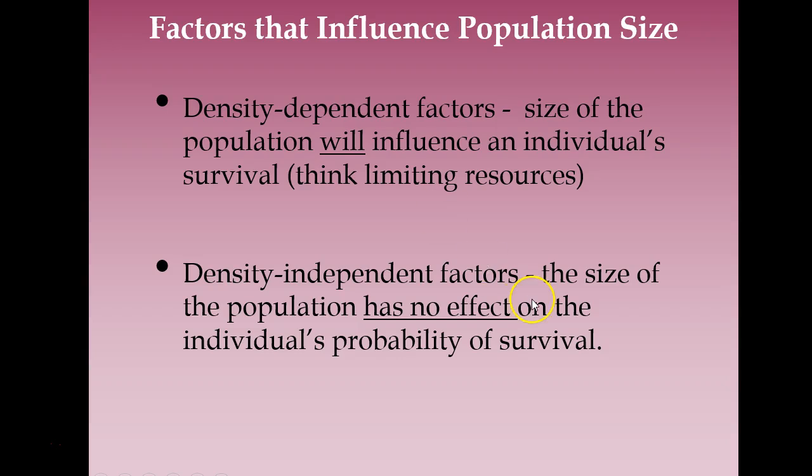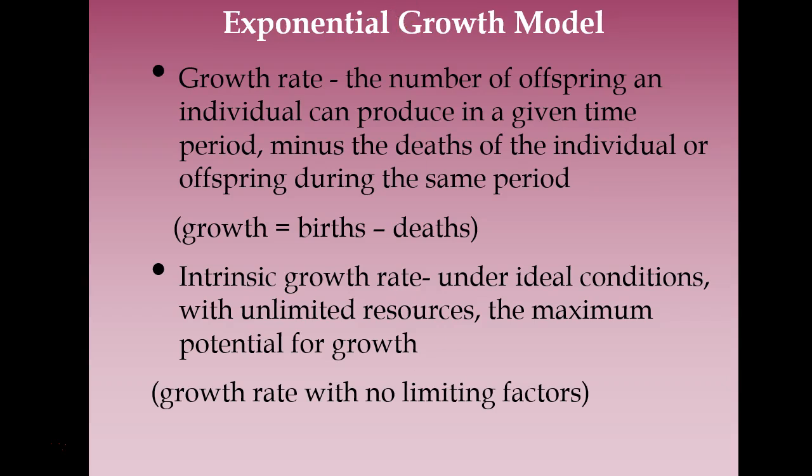Density-independent factors are things where it doesn't matter if you have 1, 10, 100, or 1,000 individuals, that factor has no effect on that individual's probability for survival. It's the same no matter how many individuals are there. Good examples of these are natural disasters, so earthquakes, floods, tornadoes. It doesn't matter if you have one tree of a species or 1,000 trees. If a tornado rips through that area and rips up the entire ground and all of the living producers that are there, all of the trees, it doesn't matter if there was 1 or 1,000, it had no effect on what that tornado would have done to an individual's survival. So that's just an example of density-independent factors.